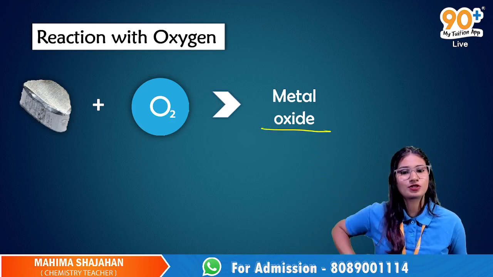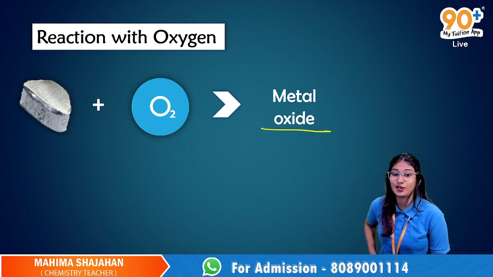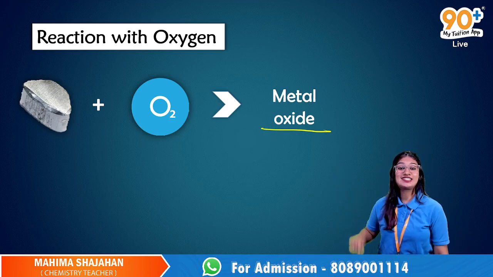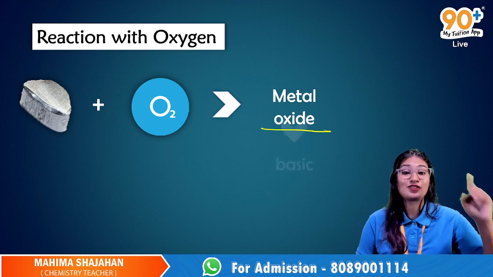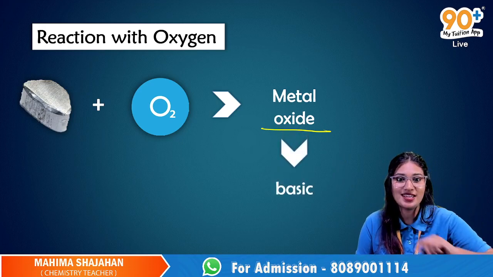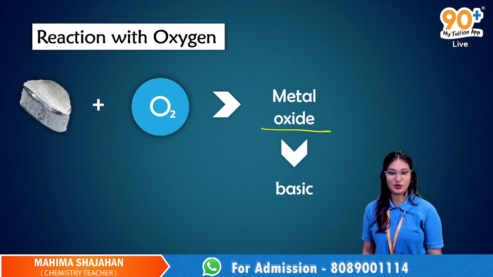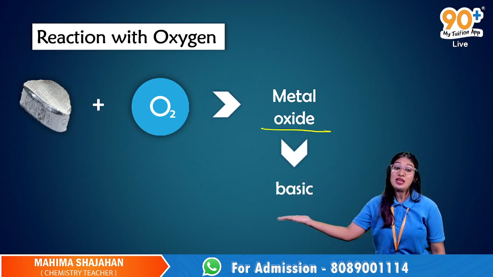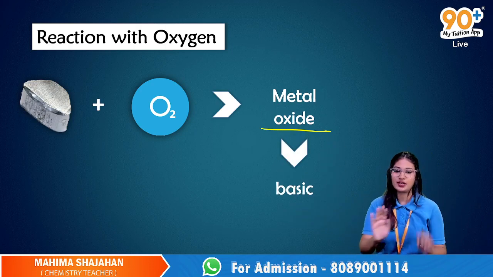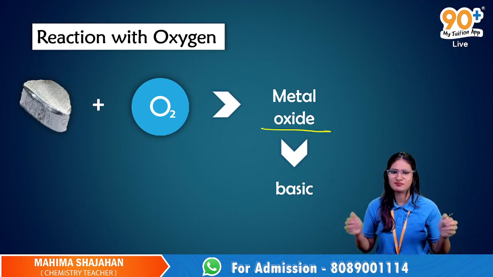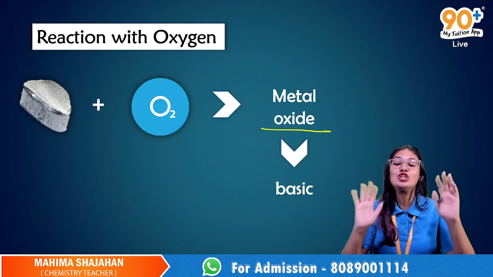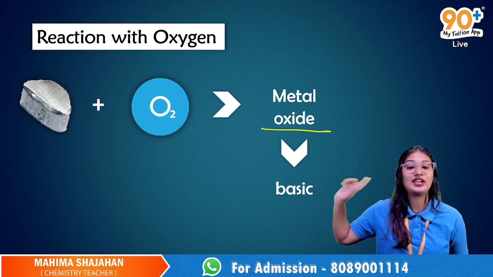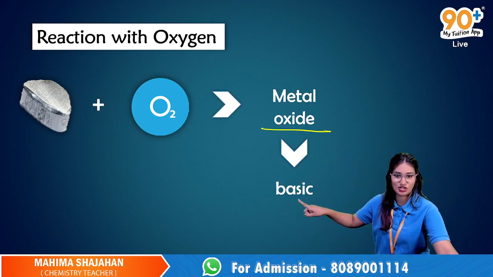We have already completed acids, bases and salts. What is the nature of metal oxide? Metal oxides are generally basic in nature. Clear about the reaction with oxygen? Simple. Metal will combine with oxygen to form metal oxide, which is basic in nature.